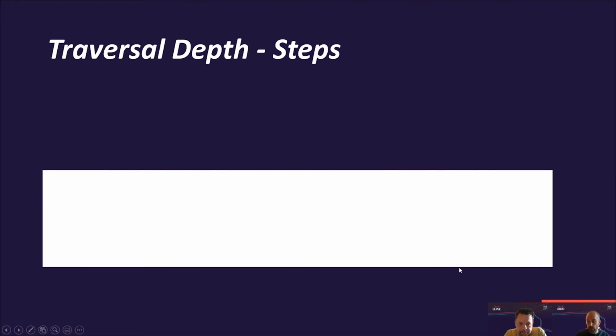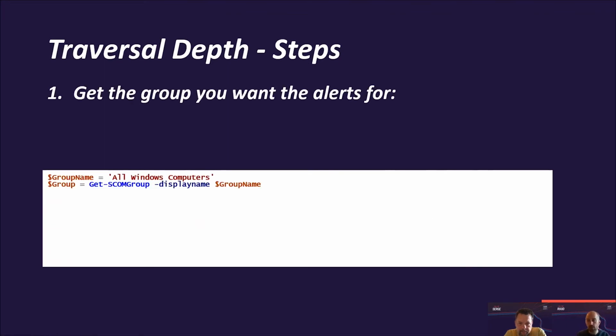Now, what are we going to do here? These are the steps actually involved to do this. One thing we're going to do first, similar to the other example, is we need to get the group that we actually need to do this for. So group name, All Windows Computers, similar to what we had in the previous one. And we are going to store that one in a variable called group. And we're going to get, of course, the information directly from SCOM using the Get-SCOMGroup -DisplayName.